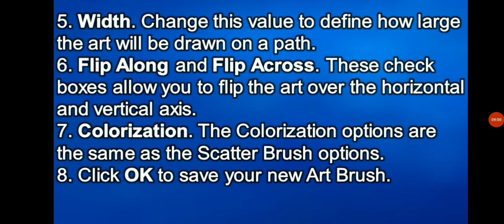Number 5 is width. Change this value to define how large the art will display in relation to the path to which the brush is applied. For the most part, you want to check the proportional box to keep the height to width ratio and change as you scale the object to which the brush is applied. 6 is flip along and flip across. These check boxes allow you to flip the art over the horizontal and vertical axis.